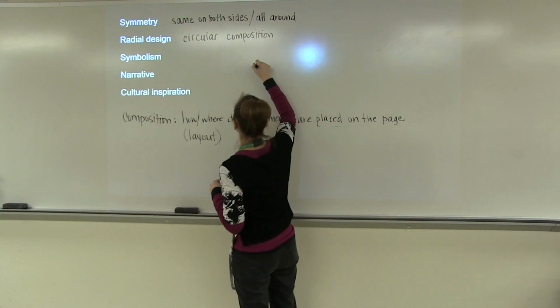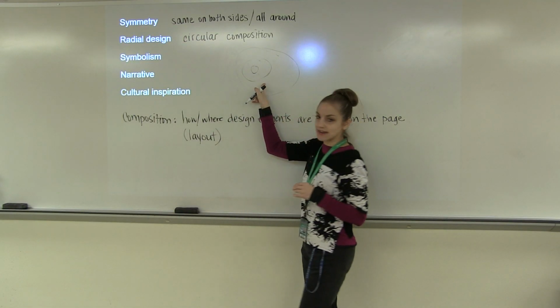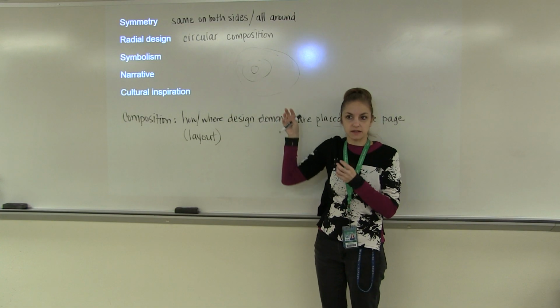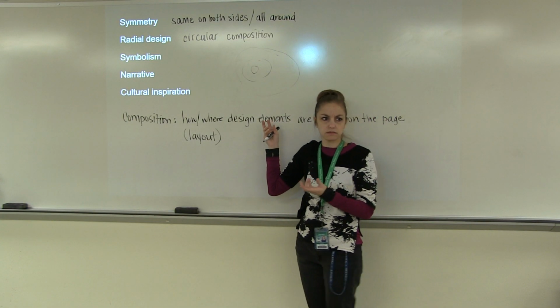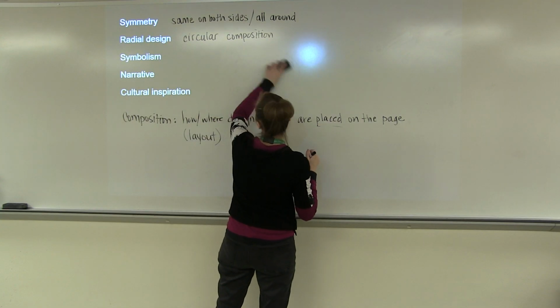All right, so does radial design make sense? You can have a circular composition. Now that is not symmetrical, but it is radial design because it's based on a circle. Make sense? It's a real simple one, but you get the idea? All right, we're going to move on.